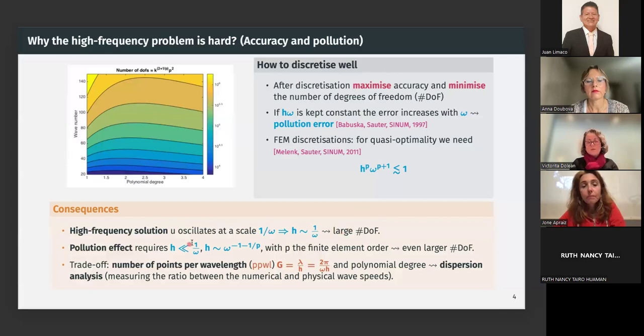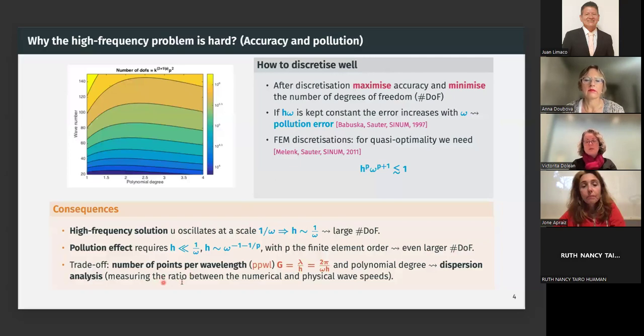If you don't want to have the pollution effect, as I explained a bit earlier, you need an even larger number of degrees of freedom. So now the idea is how you discretize well. It means what kind of finite element will you choose in order to maximize accuracy and minimize the number of degrees of freedom. So you will do what you call a dispersion analysis.